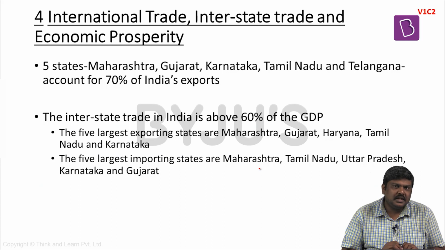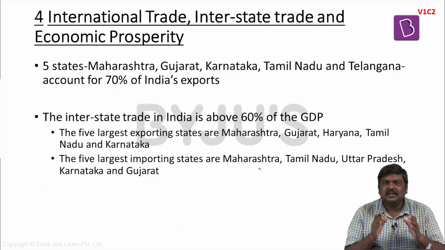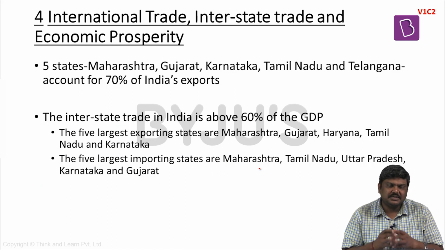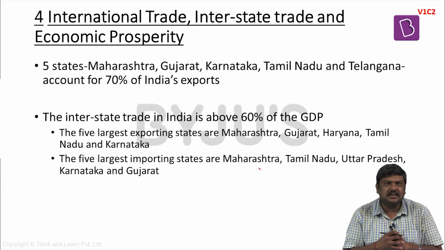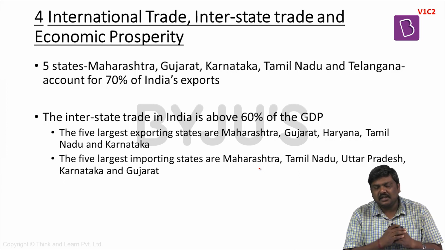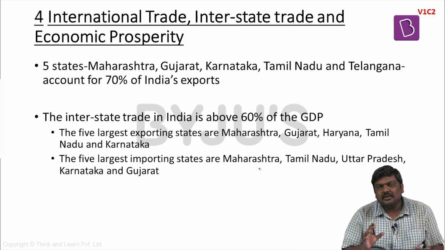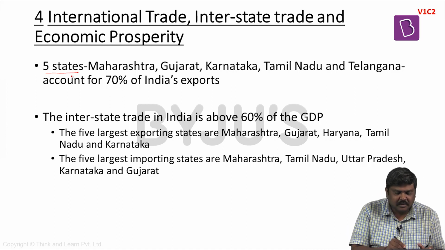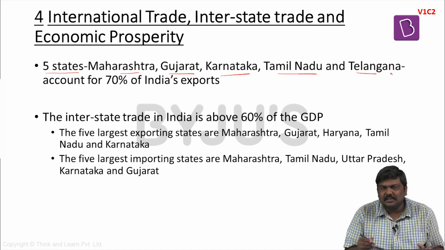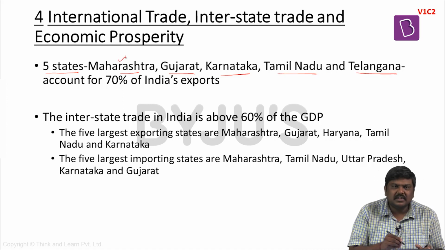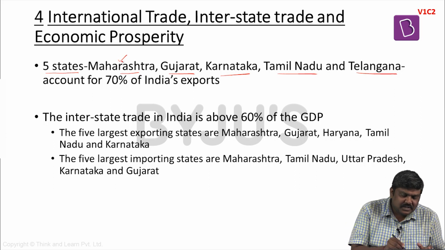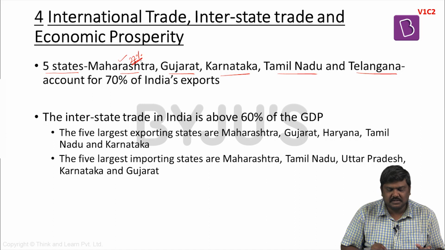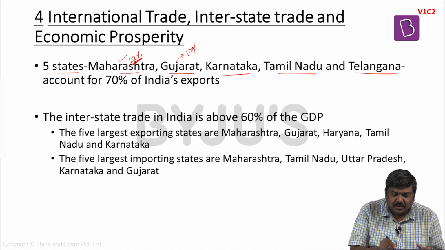Next area of discussion in this particular chapter is what is the connection between international trade, that is exports from one state into the international market, or export of one state into the rest of the states within India itself. What is the connection of trade with economic prosperity? Economic Survey points out that the 5 states which are the topmost exporting states in case of India are Maharashtra, Gujarat, Karnataka, Tamil Nadu and Telangana. And of the 5, Maharashtra accounts for the highest amount of exports from India, and the percentage of exports from Maharashtra is 22%. Gujarat accounts for 17% of exports, and Karnataka accounts for around 12% of exports.